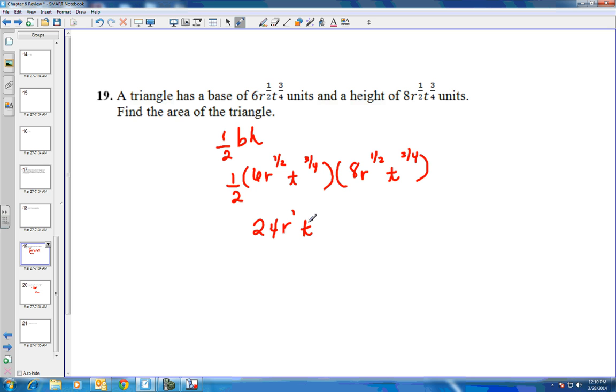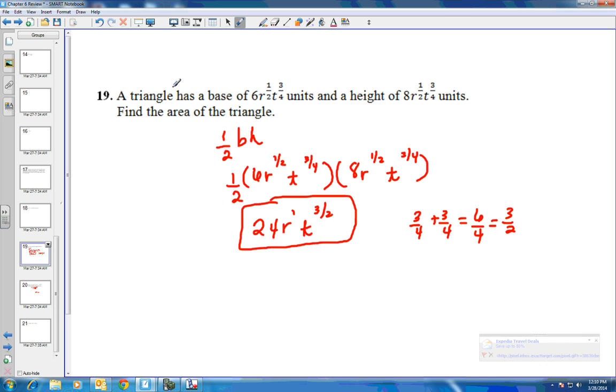Now let's do our t's. If I have t to the 3/4 times t to the 3/4, I keep my base. And again, I add my exponents. So 3/4 plus 3/4, 6/4, or 3/2, and we'll leave it improper. So it's t to the 3/2. And that's our answer. And since we're finding area, that would be units squared, because area is always my squared units. They didn't tell me if it's inches or feet, so I would put units squared. No. Yeah, you can just put R.